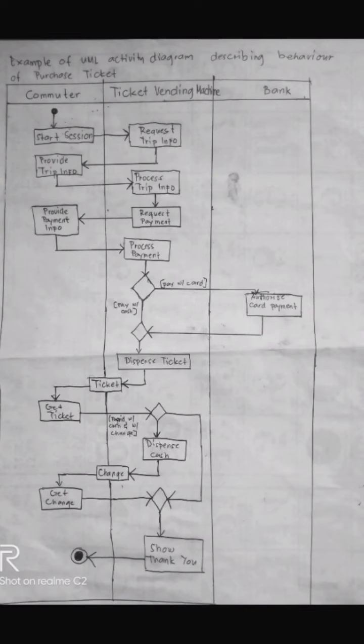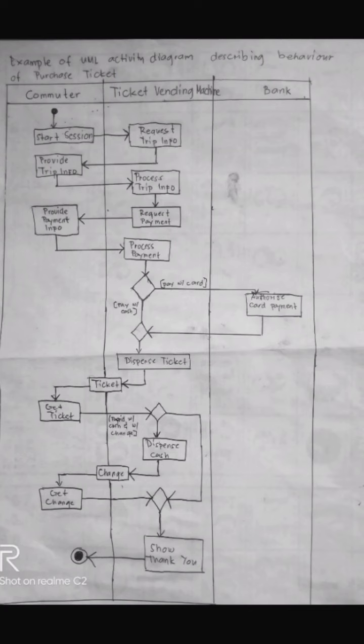information. So after that the commuter will provide the trip information that includes the number and type of tickets, for example whether it is a monthly pass, one way or round ticket, route number, destination, or zone number, or anything.